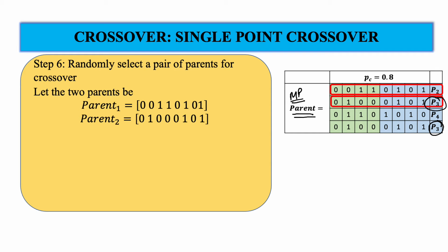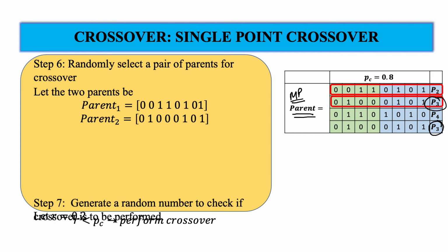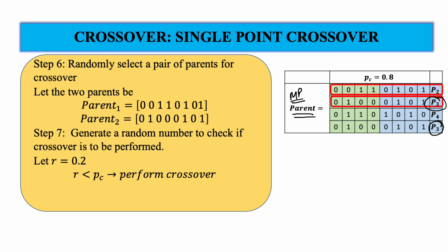These are the parents. Now after selecting parents, we are going to generate a random number to check whether we can perform crossover or not. The randomly generated number is 0.9, so we will perform our crossover. For that, first we have to select a random crossover site, which is 3 in this case.